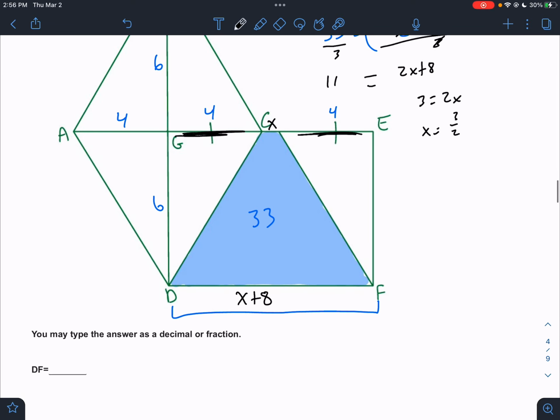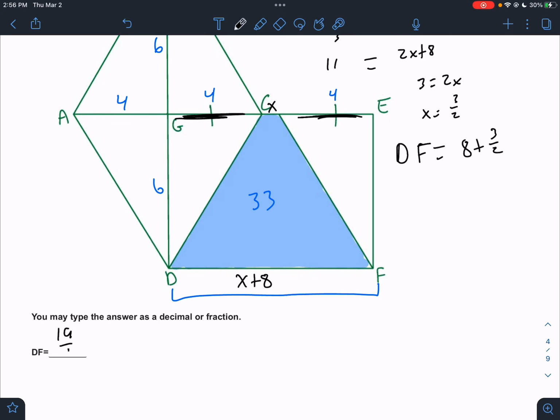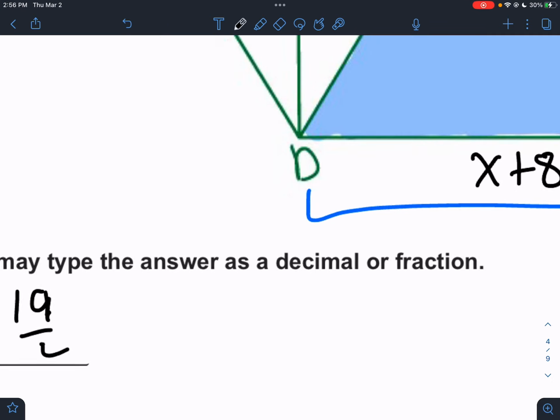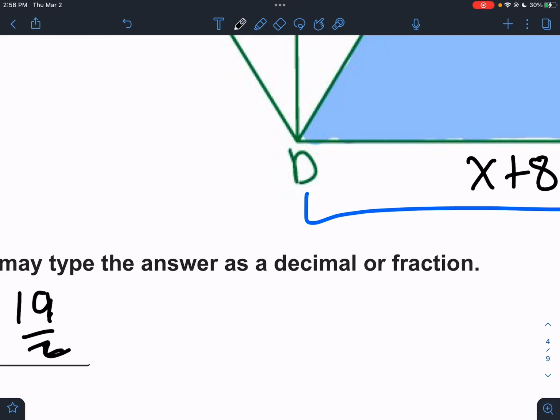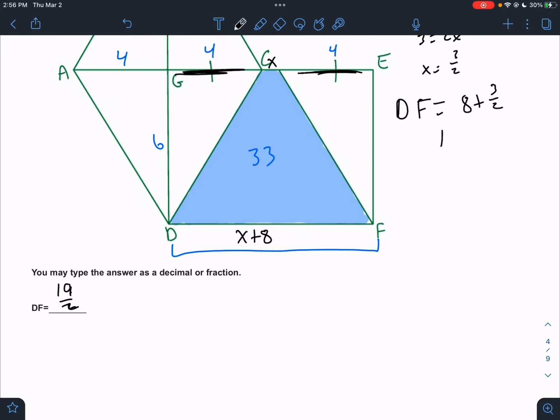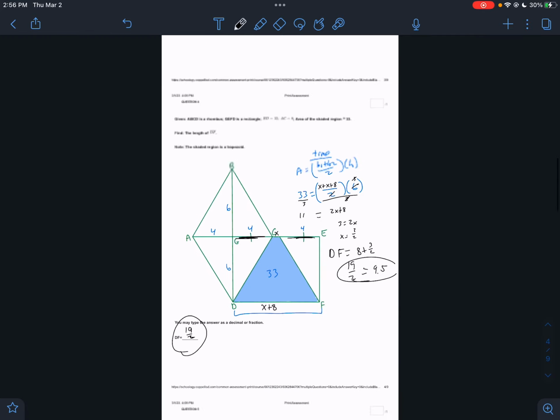And we're looking for DF. Well, DF would equal 8 plus 3 halves, which is 19 halves. 19 halves, or 9.5. Got it. Pretty cool problem.